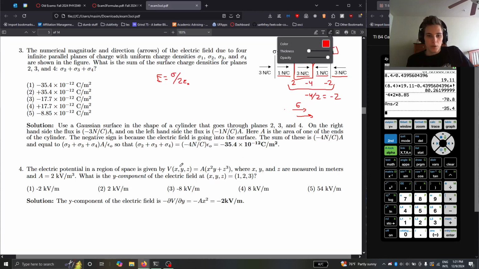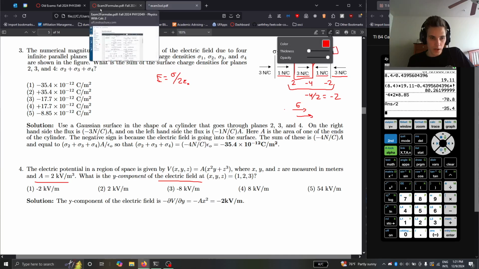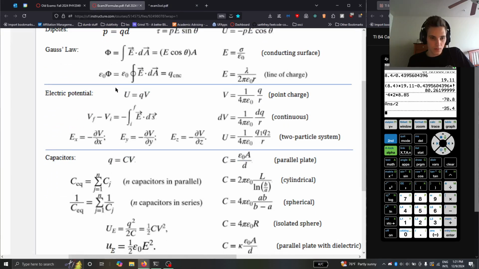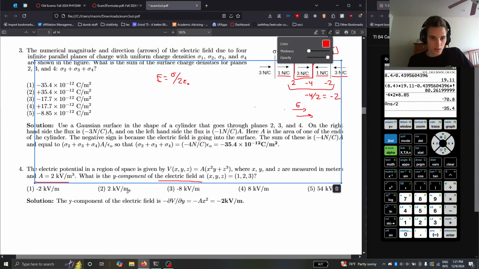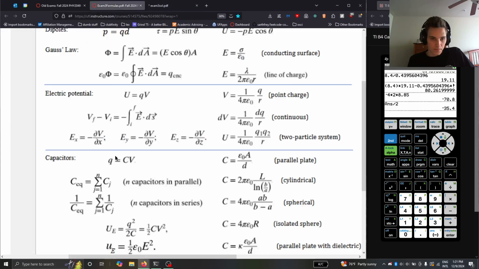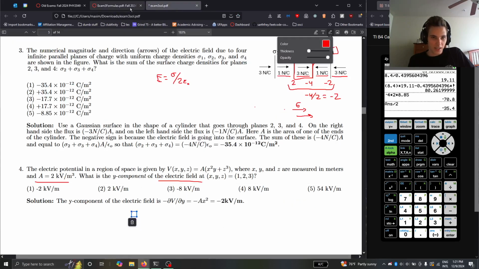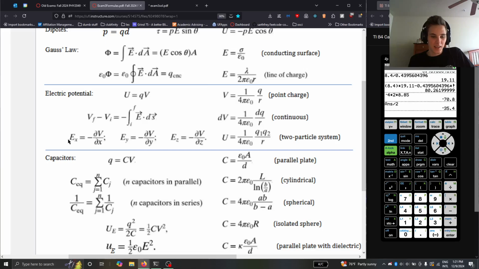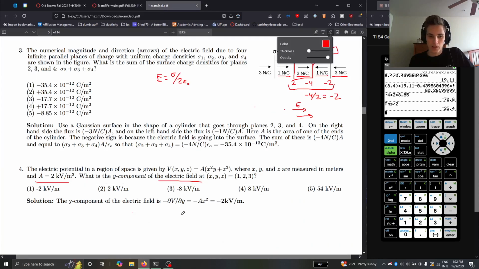Okay, so electric potential is given by this formula, and we have an area. What is the y component of the electric field? If we look on our formula sheet, I think this is the one we want. Sorry, that's not even area, that's just a scalar. We can see that electric field in a certain direction is just equal to the negative partial derivative in that direction. So we want the y component of the electric field.